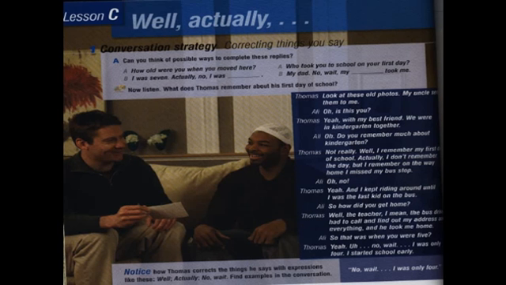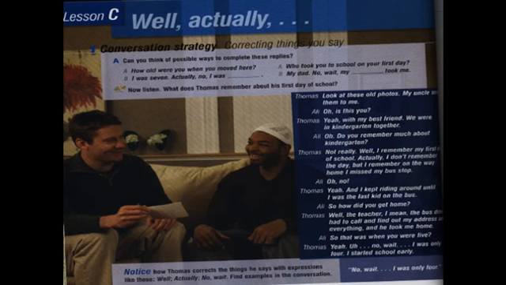Now we will start with lesson C, okay? The title or the topic of lesson C is well, actually. Do you know what's the meaning of well? Yes. Well means okay. And actually means in fact. And I think that we talked about using actually before, right?